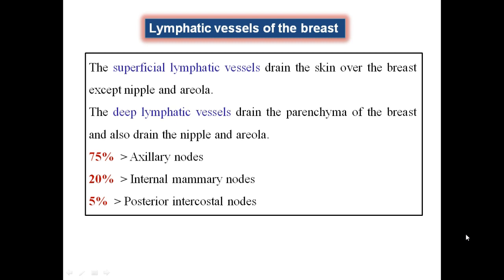This knowledge is very important because carcinoma of the breast spreads through these nodes. Spread through the internal mammary nodes to the ovary is called a Krukenberg tumor of the ovary, and spread through the posterior intercostal nodes goes to the vertebra and the brain. The axillary nodes spread to the lungs, liver and other visceral organs, major organs.